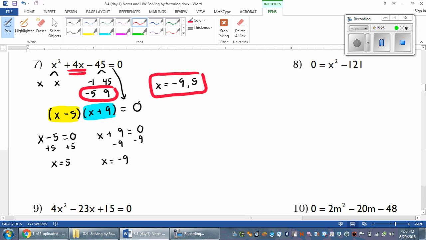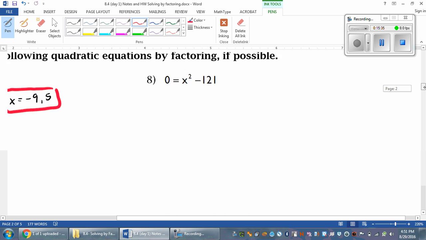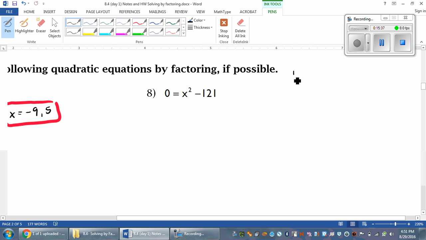All right, let's skip to number 8. Again, no matter what, always check for a GCF, and you should recognize that the right-hand side is not factored, so I need to factor the right-hand side. Hopefully you recognize that 121 is 11 squared. This is the difference of two perfect squares. But I'm going to drop down the zeros right away.